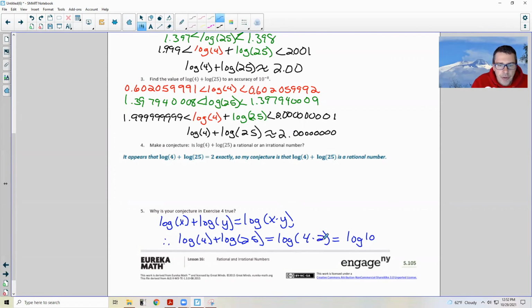4 times 25 equals a log of 100. Converting this to exponential form, equals some value, let's call it z since I already used x and y. So the base, b to the z has to equal x, and our base is 10, and 10 to some number z equals 100, well then z has to equal 2. So the log of 100 equals 2, which is rational. And that's what we got up here.